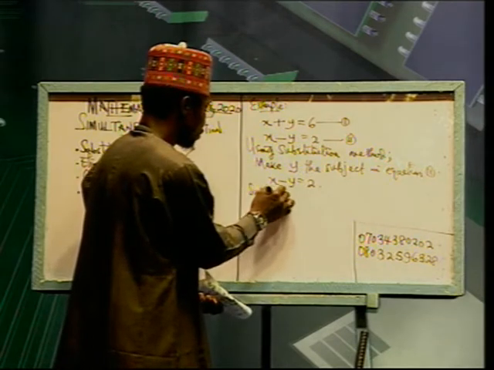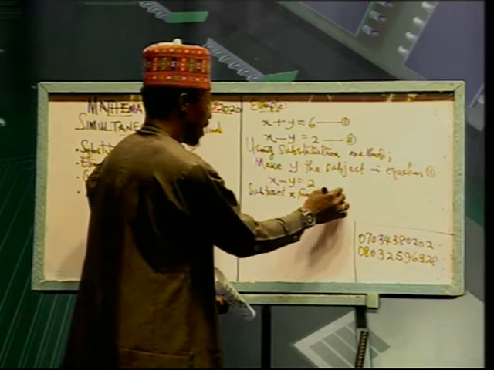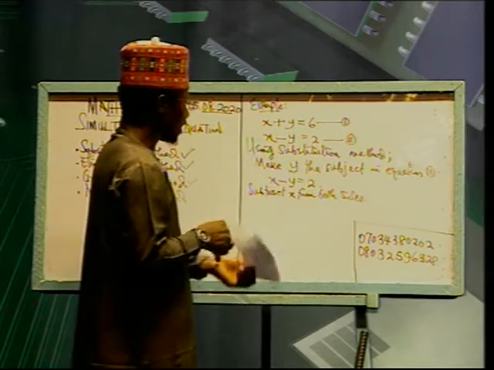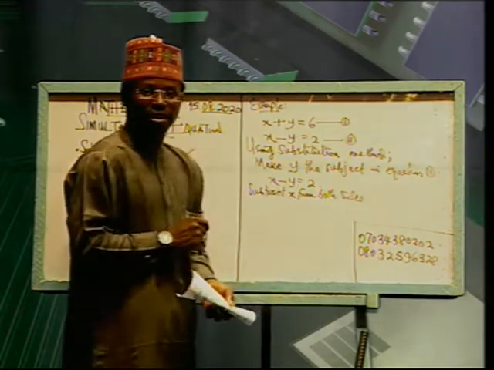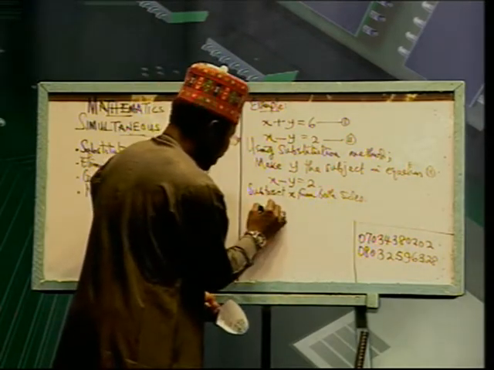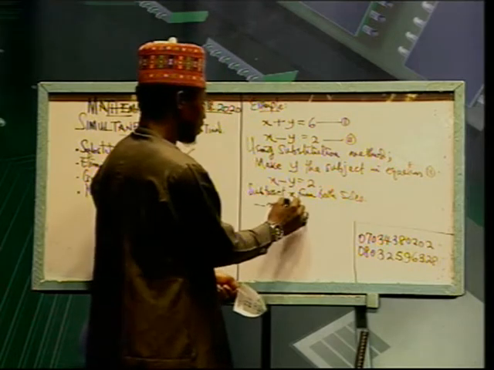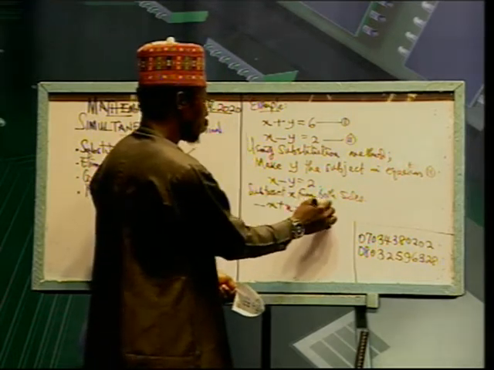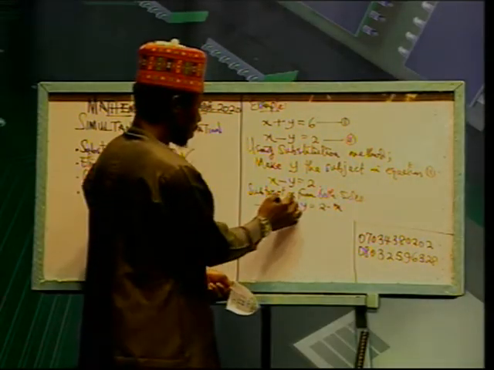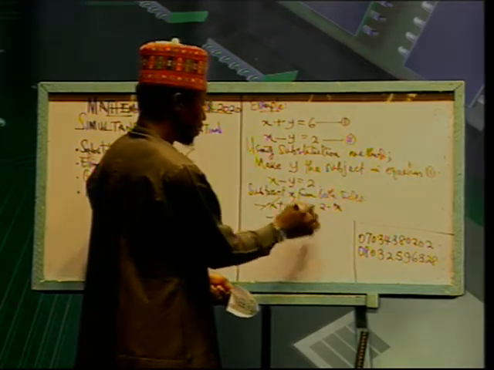Subtract x from both sides, because the x you have here is positive x, and it's only negative x that would get rid of this positive x. So you introduce minus x. So what you now have would be minus x plus x, minus y equals 2 minus x. We are subtracting x from both sides. This x, we cancel, you'll be left with minus y equals 2 minus x.